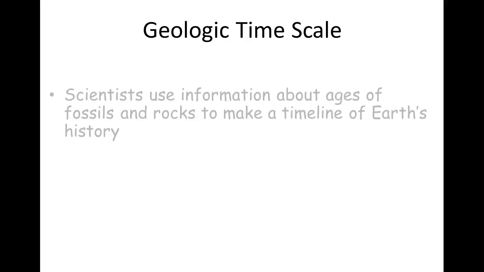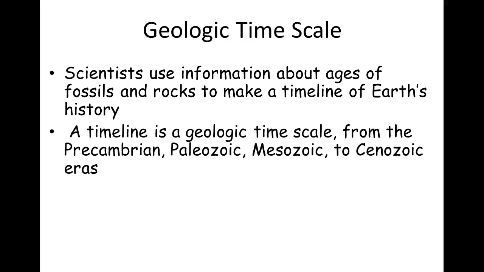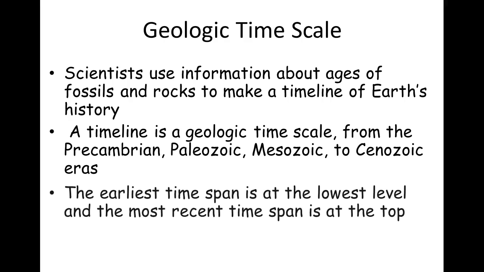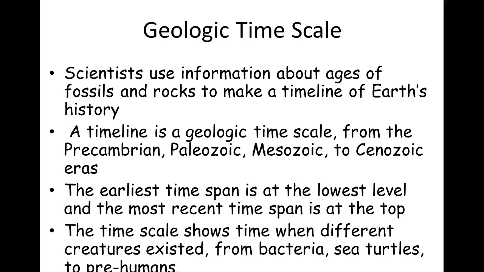Geologic time to scale. Scientists use information about ages of fossils and rocks to make a timeline of Earth's history. A timeline is a geologic timescale from the Precambrian, Paleozoic, Mesozoic to Cenozoic eras. The earliest time span is at the lowest level and the most recent time span is at the top. The time scale shows time when different creatures existed, from bacteria, sea turtles to pre-humans.